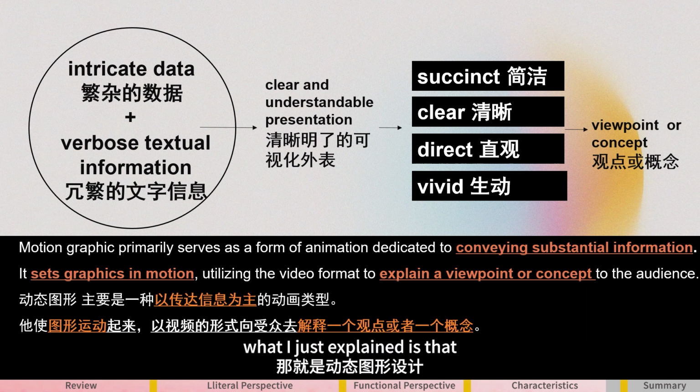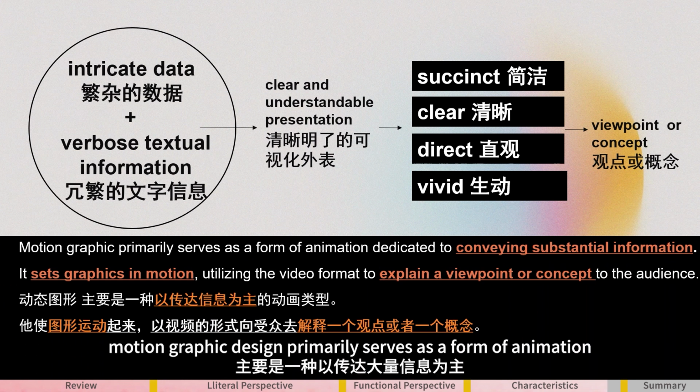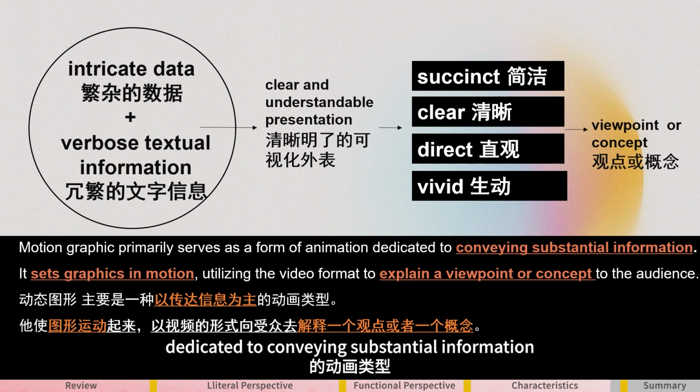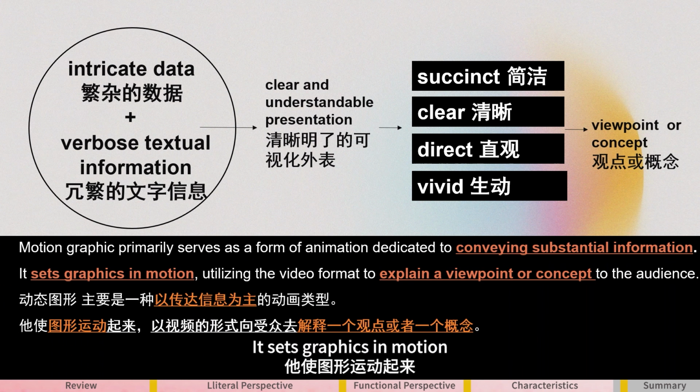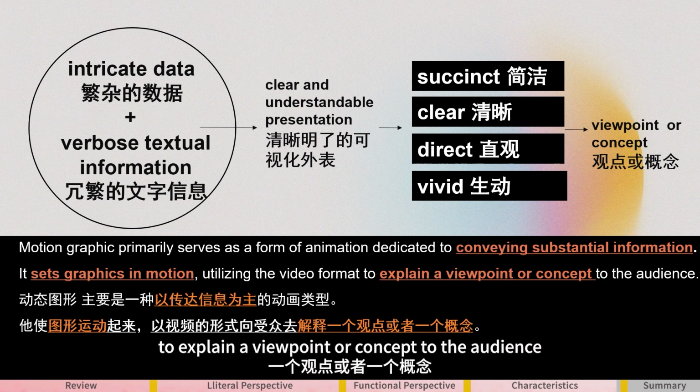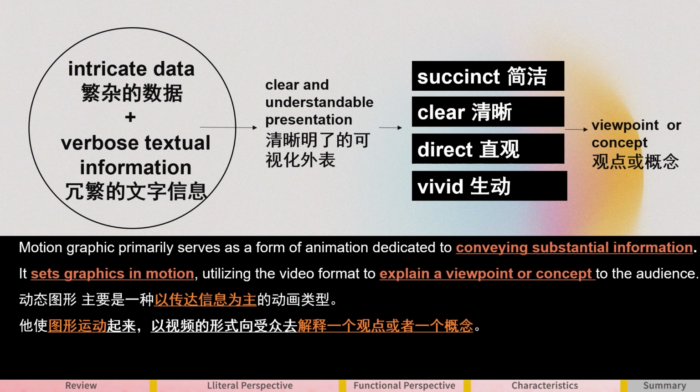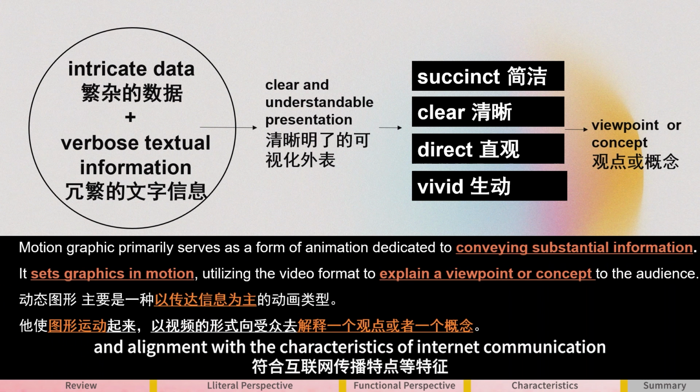In summary, what I just explained is that motion graphic design primarily serves as a form of animation dedicated to conveying substantial information. It sets graphics in motion, utilizing the video format to explain a viewpoint or concept to the audience. Its characteristics include information dissemination, low production costs, and alignment with the characteristics of Internet communication.